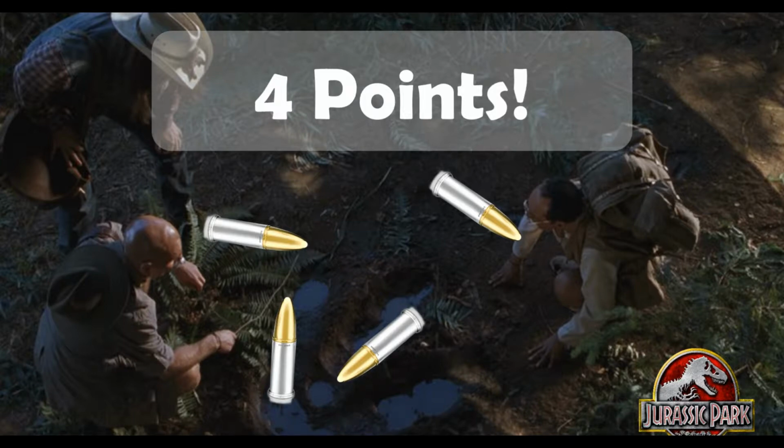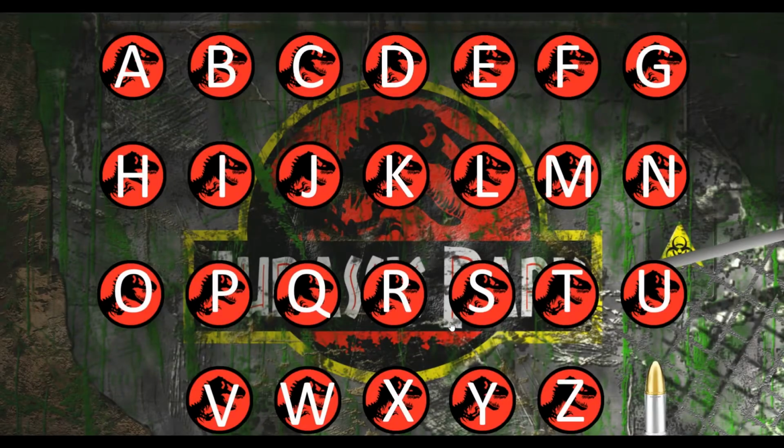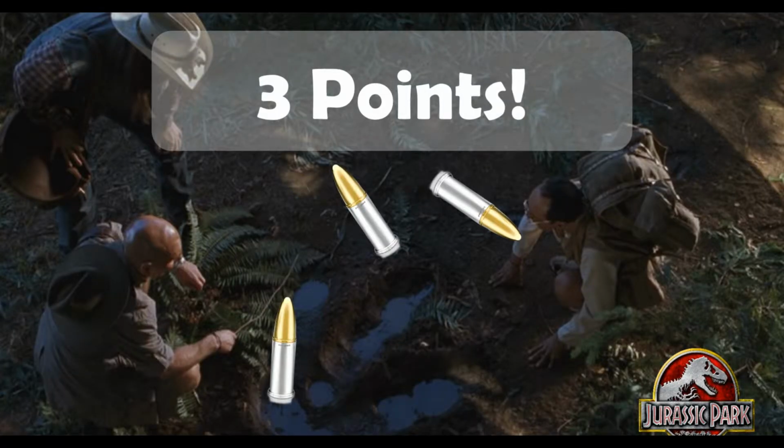Points are denoted by the amount of bullets that they receive. To go back to the home screen, click on the Jurassic Park logo in the bottom right. Apart from the bullet point reward screen, there are also other special events.